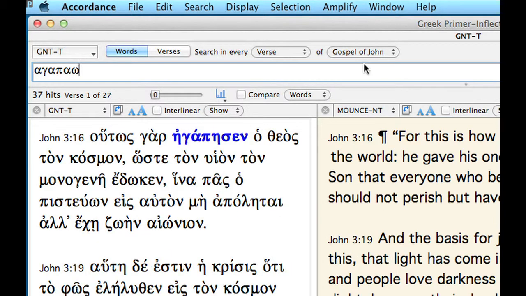So do your search again. Now we're down to 37. So in the Gospel of John, John uses the verb agapao 37 times in 27 different verses.